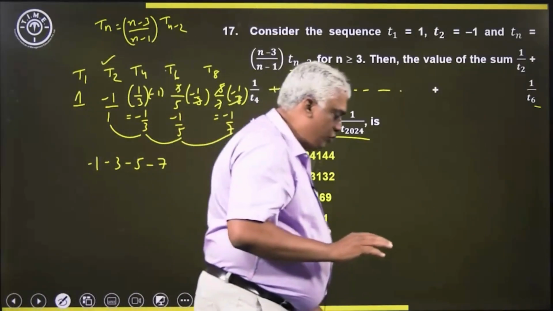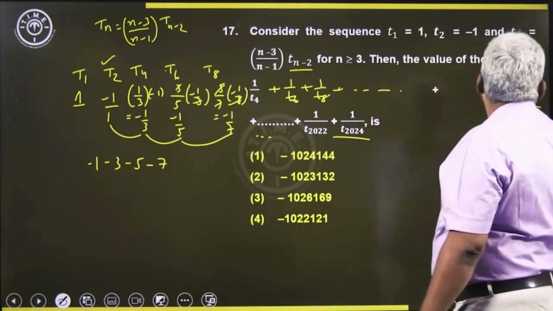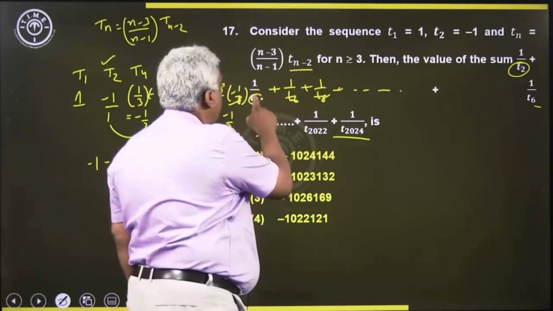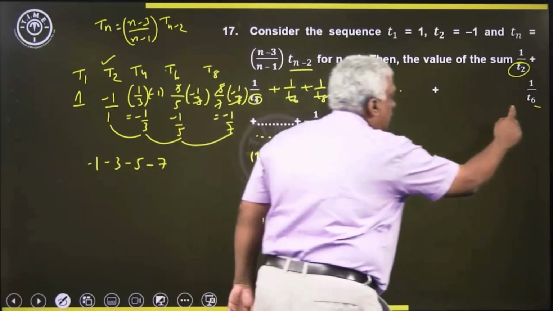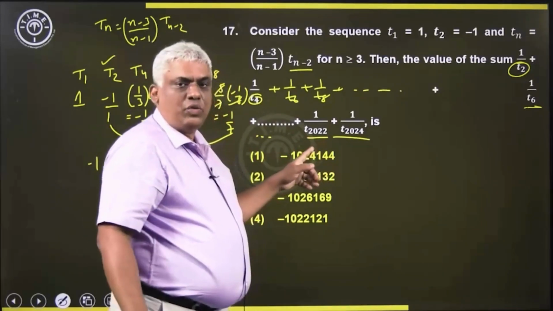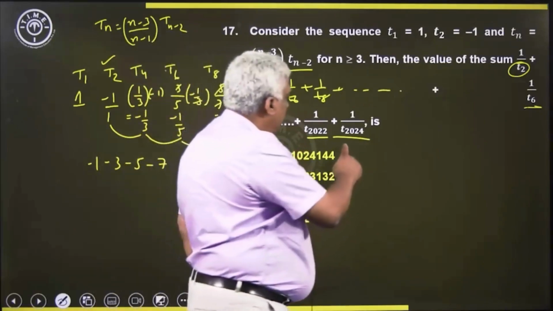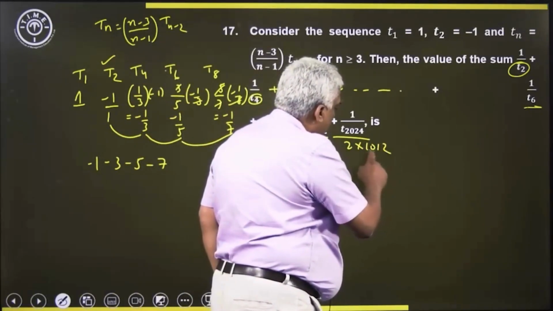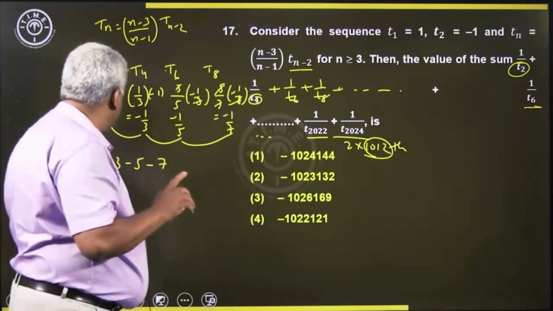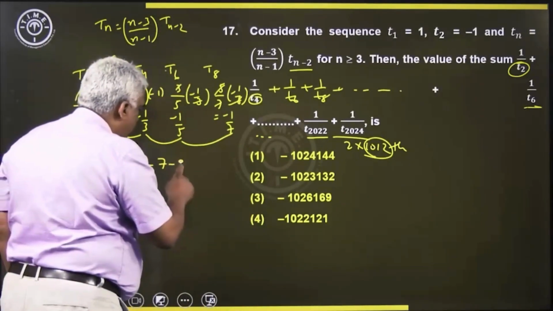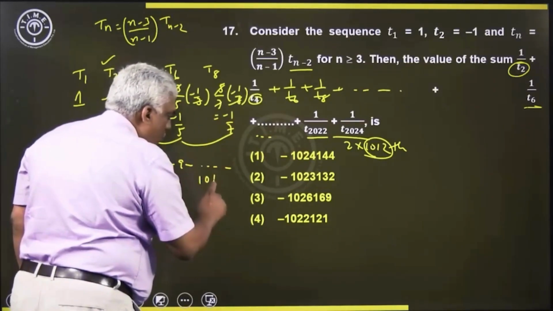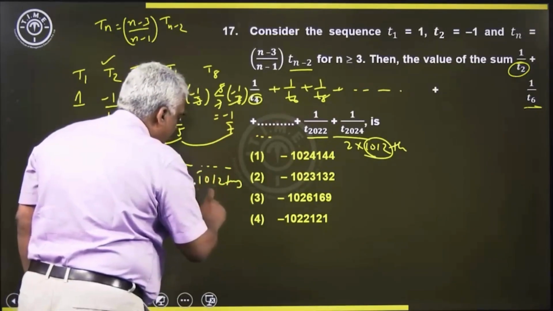How many terms? Basically, 1 by T2 is the first term, 2 into 1. Then T4, second term, 2 into 2. 1 by T6 is the third term, 2 into 3. This is 2 into 1011, the 1011th term. This is 2 into 1012, the 1012th term. So, in total there are 1012 terms. So, basically you have to add minus 1, minus 3, minus 5, minus 7, dot dot dot till 1012 terms. Am I right?